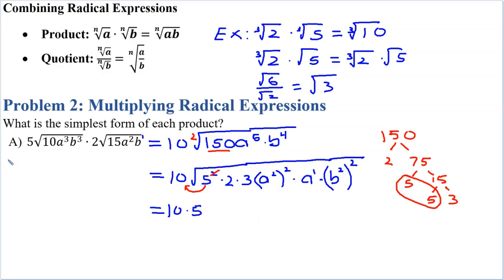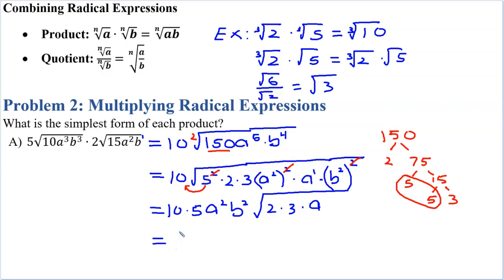And then what else will we have on the outside? Well, we'll have a squared, because that square root is going to cancel out this square here. And we'll also have a b squared, for the squared piece that gets canceled here as well. And on the inside, we'll just have all the stuff that wasn't squared that won't cancel. We'll have a 2 times a 3 times an a.